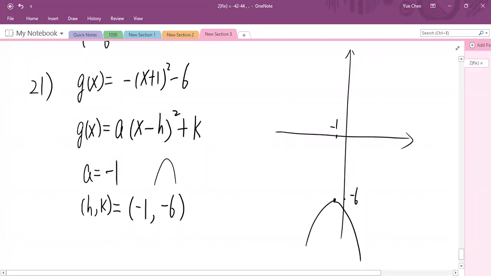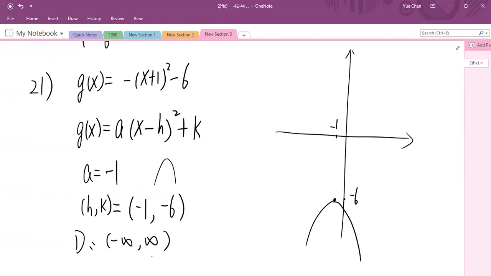Okay, but if you look at choice B and choice D, they have the same graph. But which one is correct? You need to look at the domain, which is the values of x you can plug in. Obviously, you can plug in any x values. There is no restriction on x, so it should be negative infinity to infinity. So the only choice is B. Choice B gives you the correct graph and the correct domain.